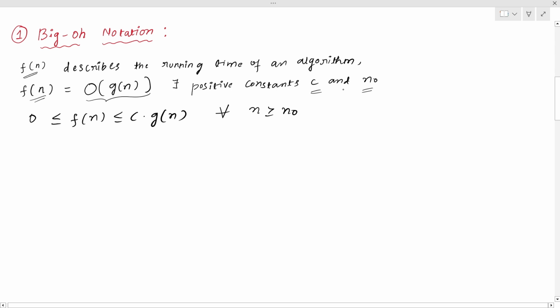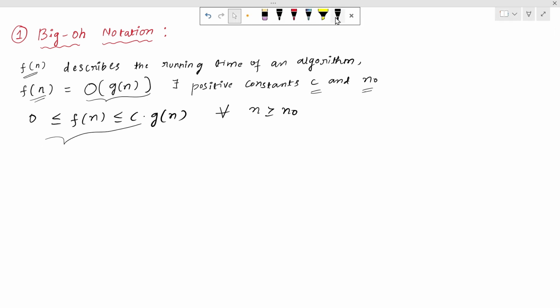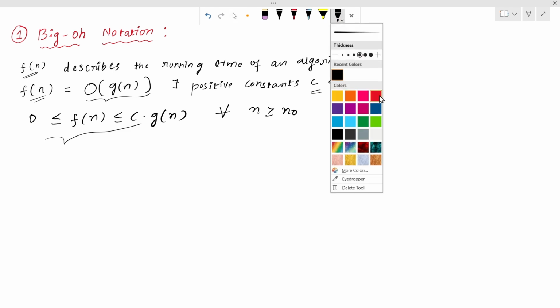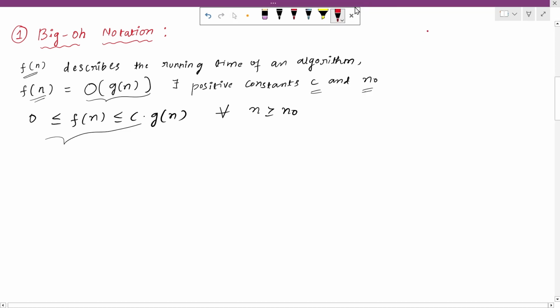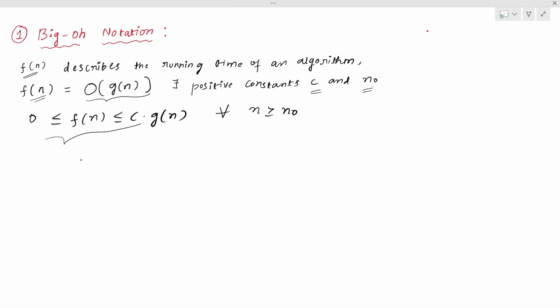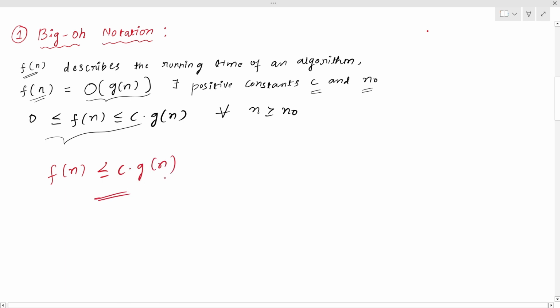There are positive constants, and we are applying a simple rule here, right? We are simply applying a rule: f of n must be less than or equal to c into g of n. This is the rule, right? If it satisfies this condition, then you can say that f of n can be represented as big O of g of n. It is as simple as that.